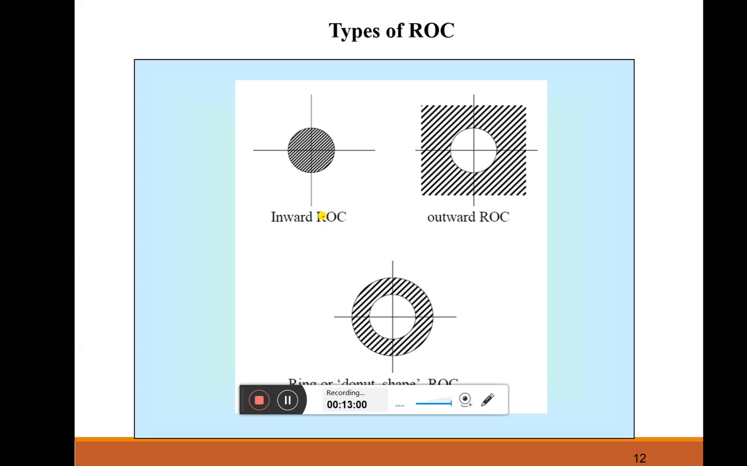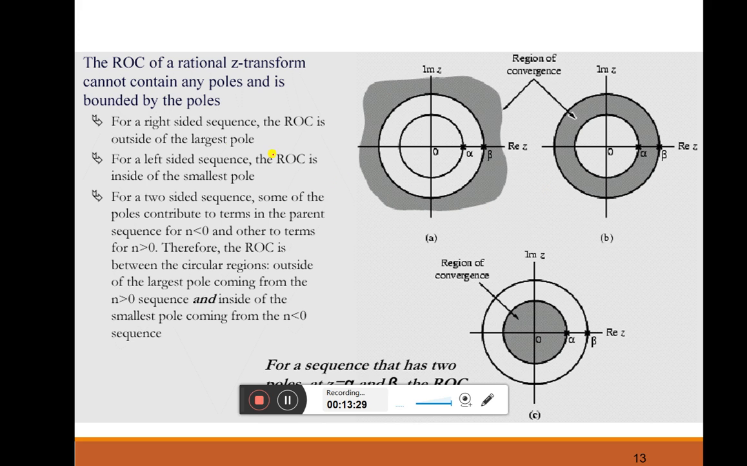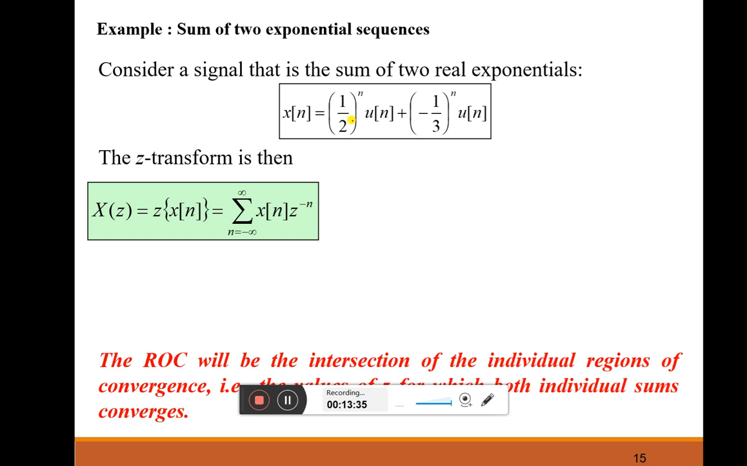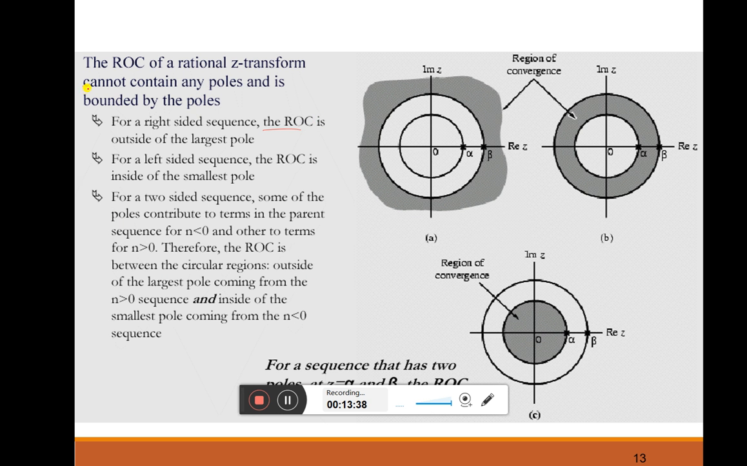Okay. Now types of ROC, ada ROC yang berada di dalam region, dalam bulatan, ada ROC yang di luar kawasan bulatan ini, and ada yang dalam bentuk ring ataupun donut shape. Okay, so or it's called as annular region. Okay, now the ROC of a rational Z transform cannot contain any poles and is bounded by poles.